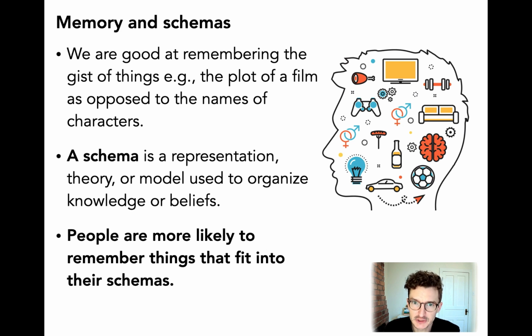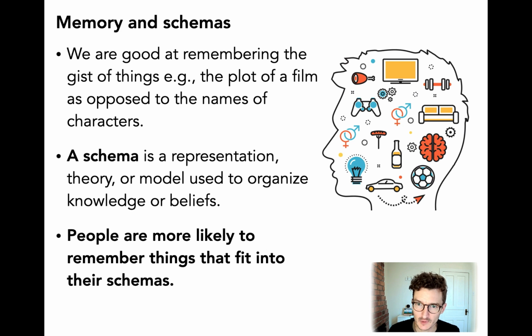Well, it suggests that actually we're pretty poor when it comes to remembering the details of events. We tend to remember the gist or the overall meaning of events, right? In the DRM procedure, you tend to remember the critical lure even though you didn't see it because it relates to the overall meaning, the overall theme of the word list. Think about a film that you've seen recently. You probably don't remember all the names of the characters, but you may remember the gist of the film, the plot.